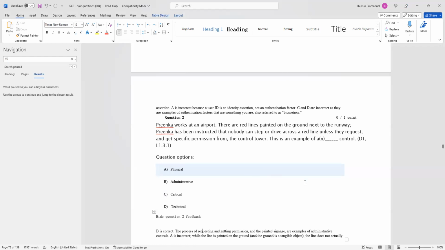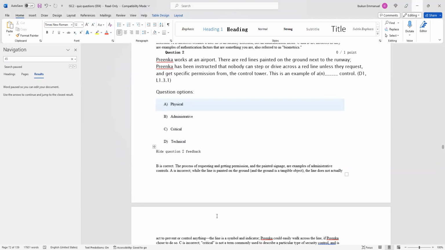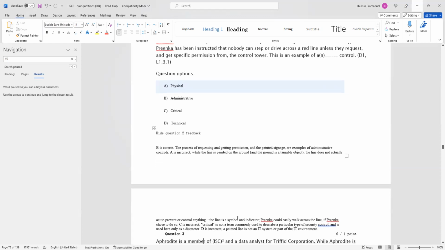Do we understand why that's not a physical control? Okay. Let's just see what's in the chat window. Yes, thank you. Okay, let's take a look.